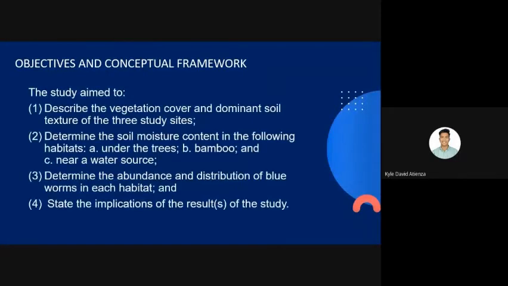Specifically, the study aimed to first describe the vegetation cover and dominant soil texture of the three study sites, determine the soil moisture content in the three study sites, determine the abundance and distribution of blueworms in each habitat, and last, state the implications of the results of the study.